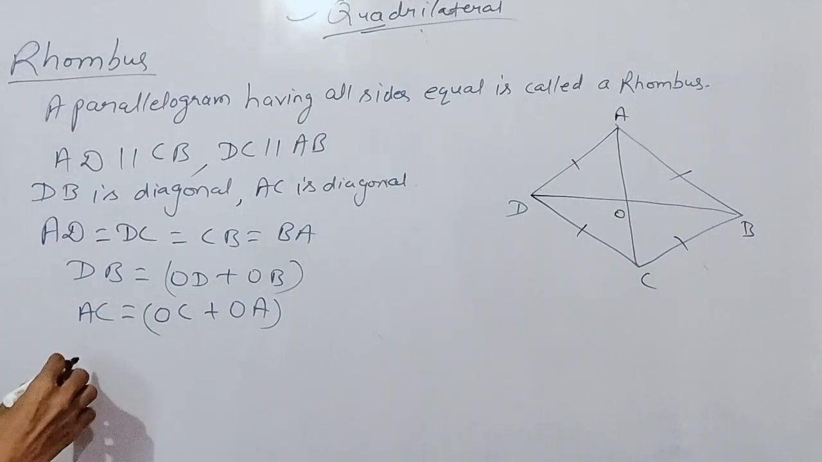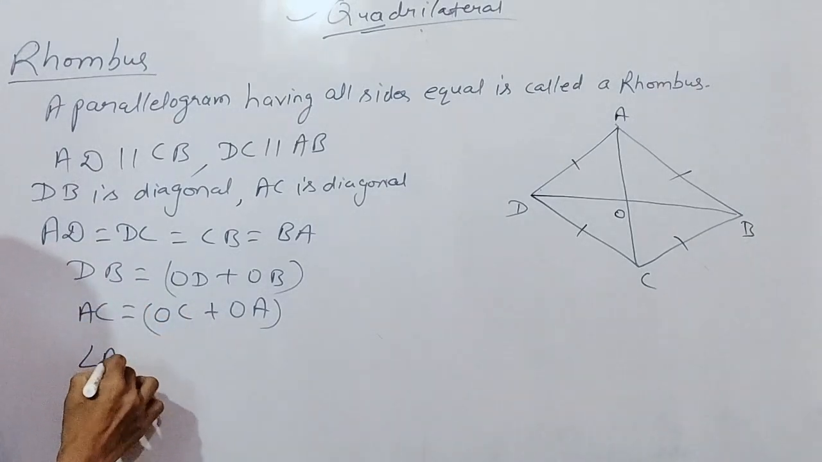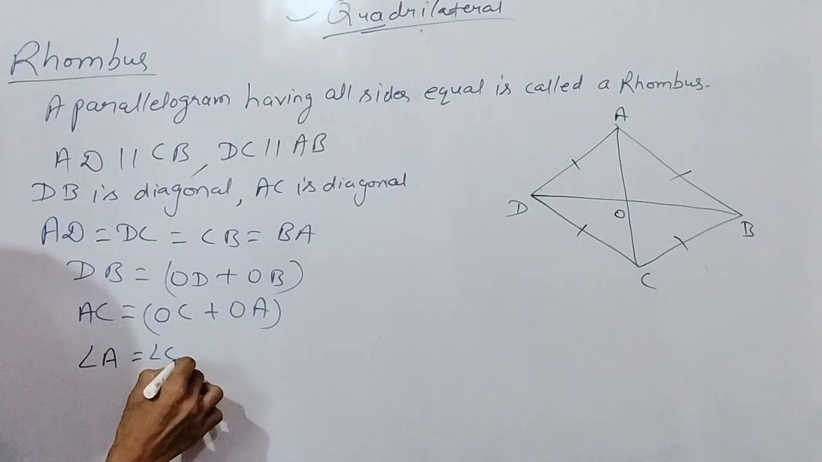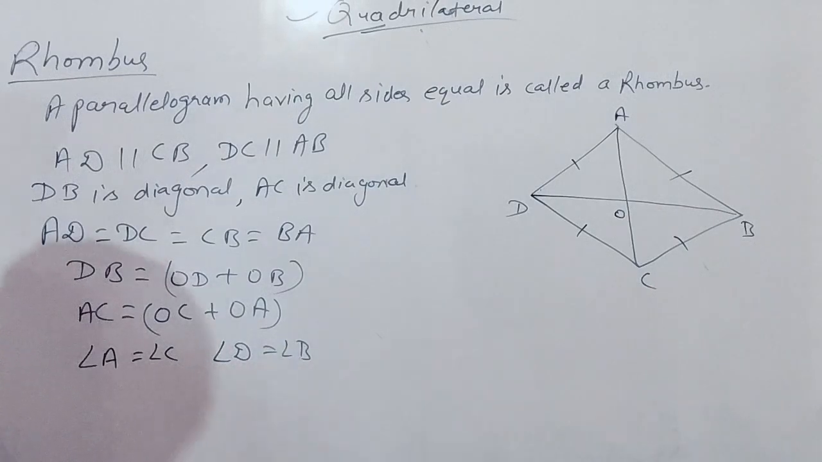What else? What about angles? Opposite angles will be equal. Angle A will be equal to angle C. Angle D will be equal to angle B. That's it.